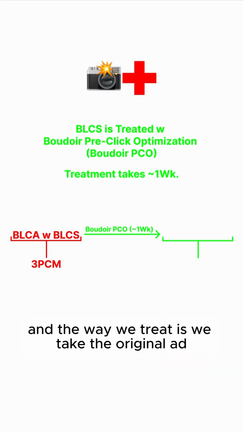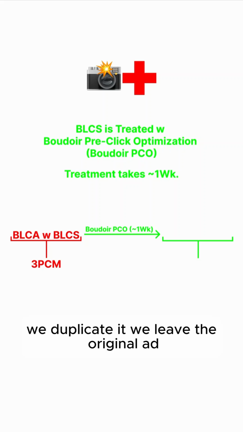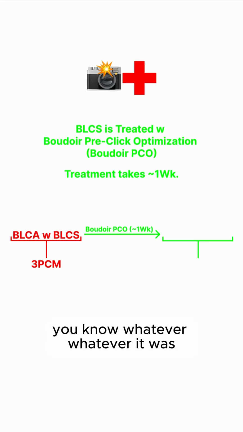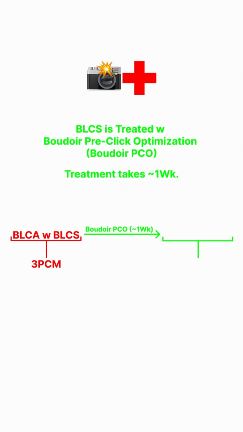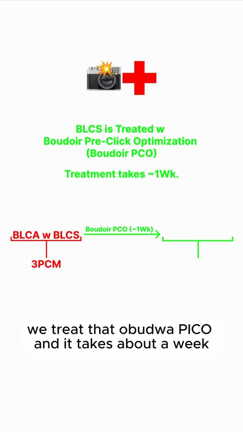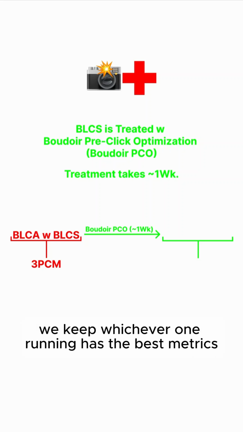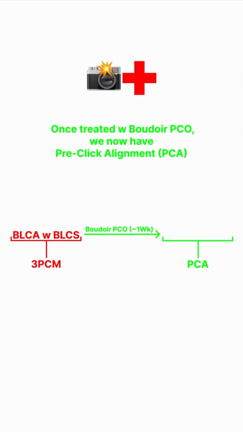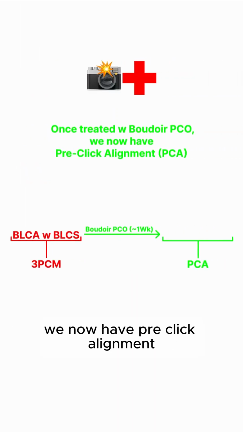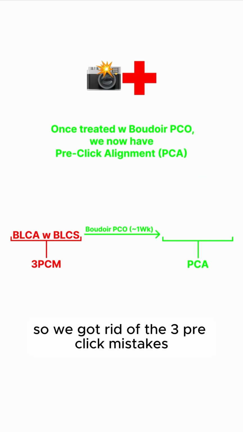And the way we treat is we take the original ad, we duplicate it, and we leave the original ad either on or off, whatever it was. With the duplicated one, we treat that with Boudoir Pico, and it takes about a week. And then at the end, we keep whichever one running has the best metrics. Now, once treated with Boudoir Pico, we now have pre-click alignment. So we got rid of the 3 pre-click mistakes.